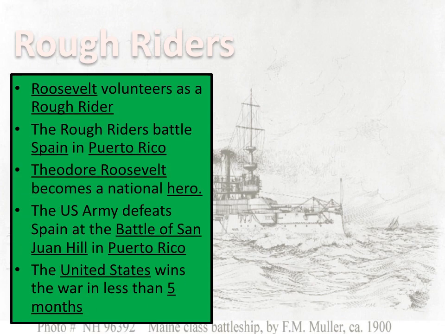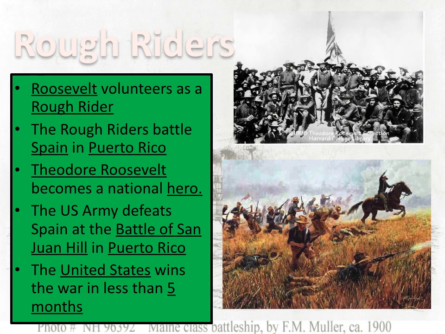Theodore Roosevelt is actually going to resign as Assistant Secretary of the Navy. He's actually going to take a group of the Rough Riders. These Rough Riders are going to battle Spain in Puerto Rico. This is going to cause Theodore Roosevelt to become a national hero.